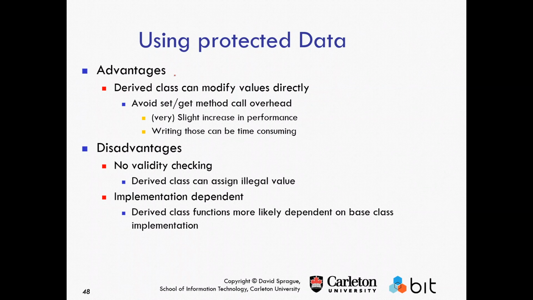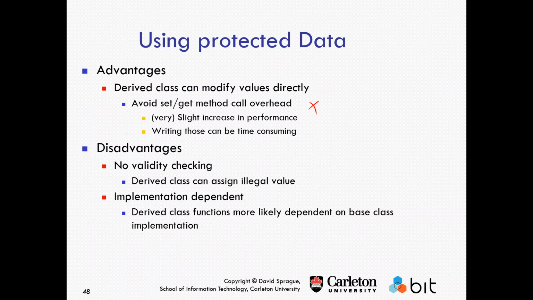In terms of protected data, what are the advantages? Well, one of them is just keeping you sane. One thing you could do, instead of using a getter like I was doing, is have a protected piece of data and then directly get that piece of data versus having to go through a method.